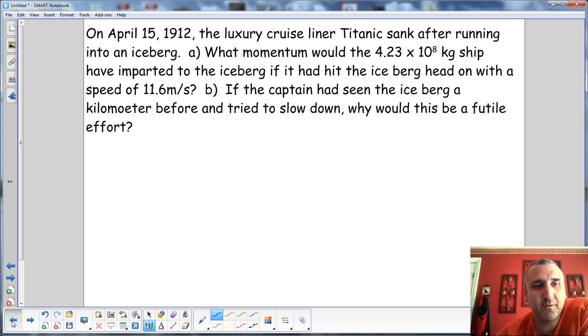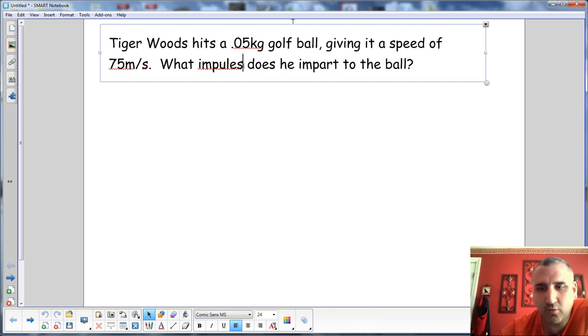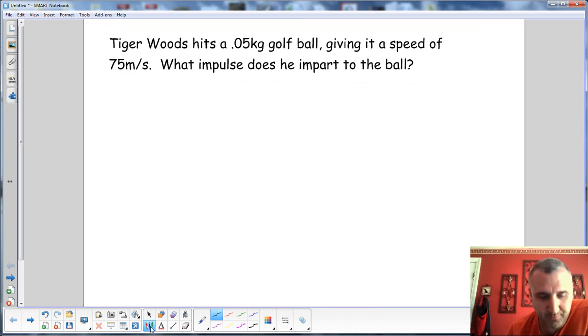The first problem is about Tiger Woods. He hits a 0.05 kilogram golf ball, giving it a speed of 75 meters per second. What impulse does he impart on the ball? Please don't pay attention to my typos, I was trying to get this done quickly.